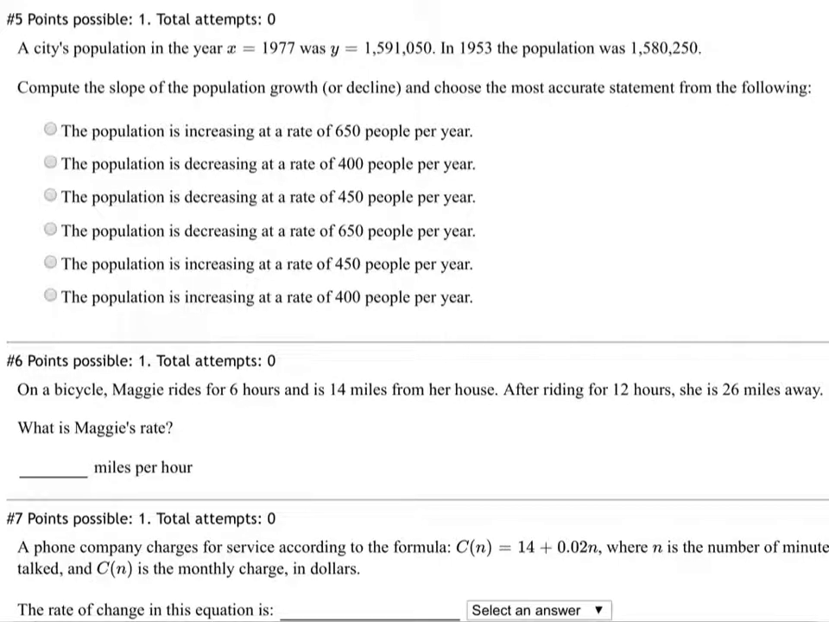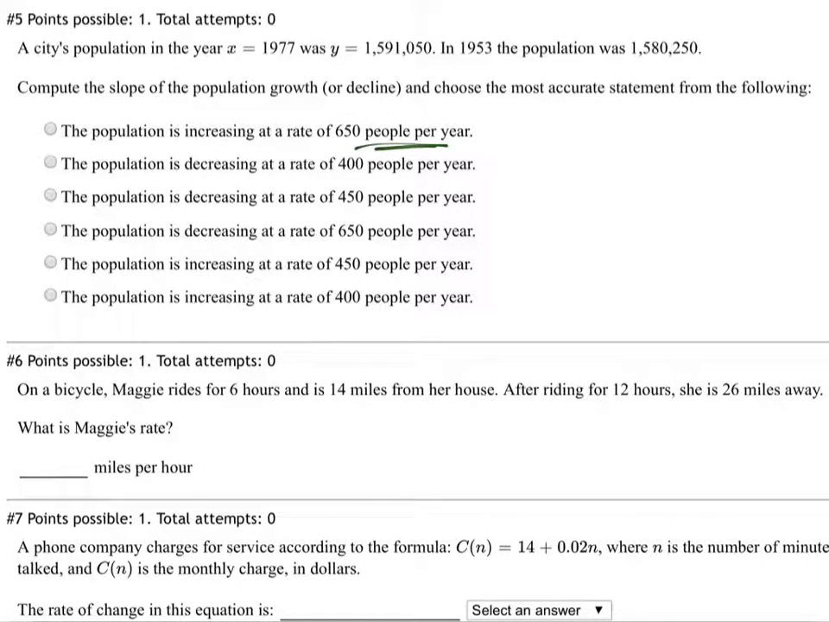Okay, a city's population in the year 1977 was 1,591,050. In 1953, it was that lower number. Okay, compute the slope of the population growth or decline and choose the most accurate statement. Okay, so how much do they want us? Notice all the answers. They want us to figure them out in terms of per year. Can you do that?